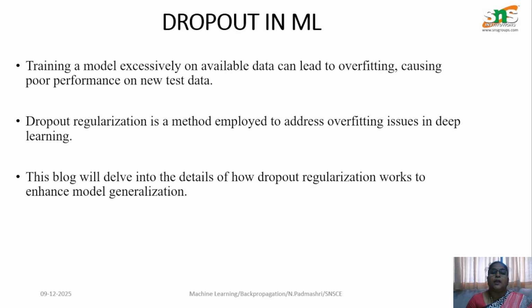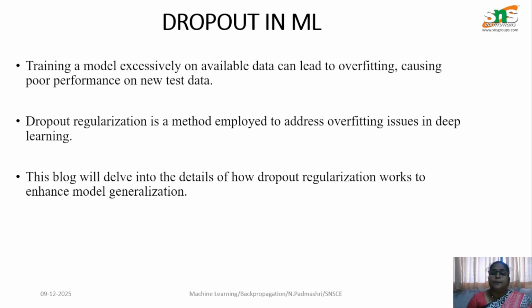Whenever we train a model based on the available data, sometimes it may lead to overfitting. What is called overfitting? Overfitting in machine learning, we usually define as high bias and low variance, which affects the performance of the neural network. So we always need to reduce the overfitting in order to achieve better performance in training the model. This dropout helps to improve the performance.